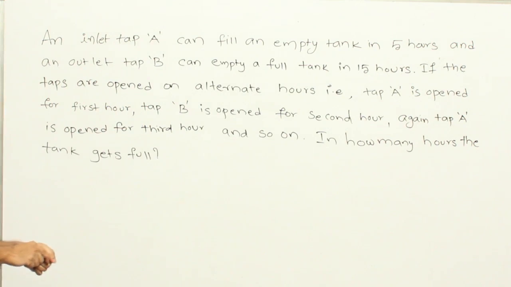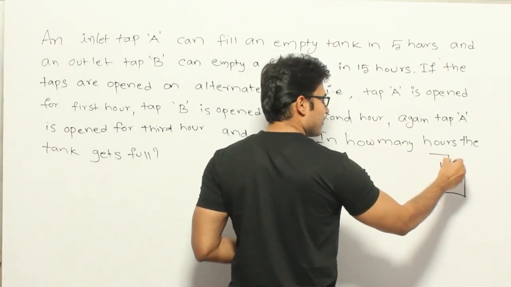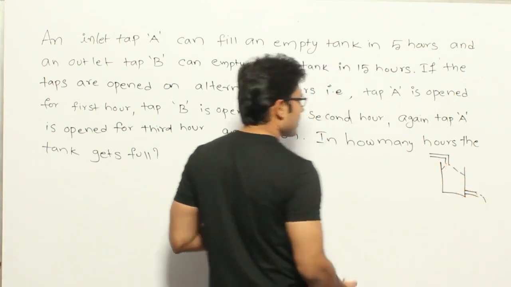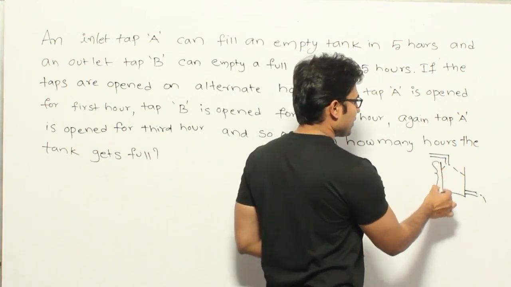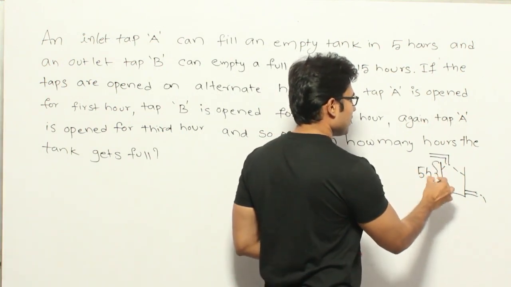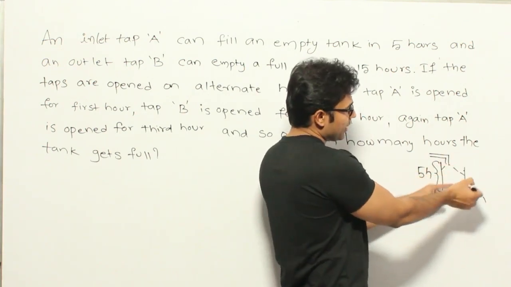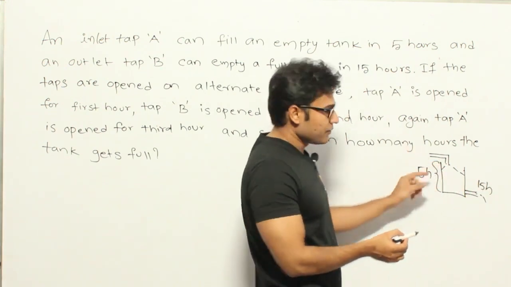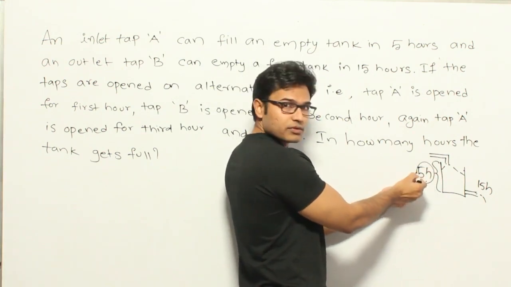So how to solve it is, they are saying that there is a tank which has an inlet as well as an outlet. If you operate only the inlet tap, it will be able to fill the tank in 5 hours. If you open only the outlet tap on a full tank, it will be able to empty the full tank in 15 hours. See this, when the tank is completely empty, the inlet tap can fill it in 5 hours, assuming that it is operating alone.